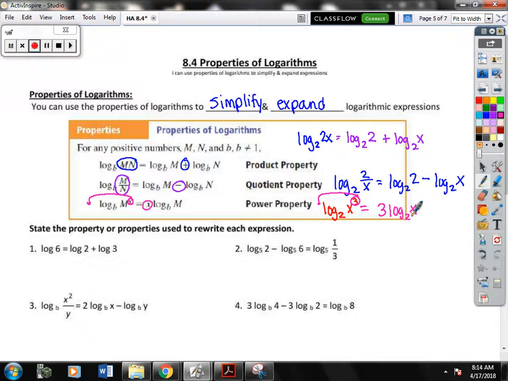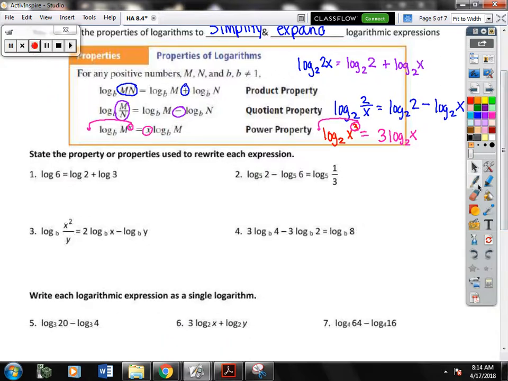Now what gets hard is when I start combining all 3 of these properties in one problem and asking you to simplify or expand. But we'll start out really easy, just identifying the property or properties used. So our answers here are going to be product property, quotient property, power property, or a combination of 2 or more. So this one we see log of 6 equals log of 2 plus log of 3. Is that our product property, quotient property, or power property? It allows us to split the 6 into 2 and 3 and add them. Jade? Product. Okay, taking a product, breaking it into 2 factors and adding them. So this would be our product.